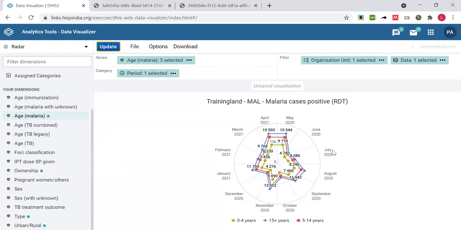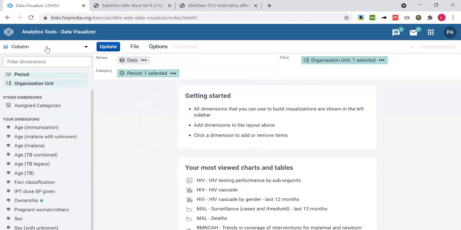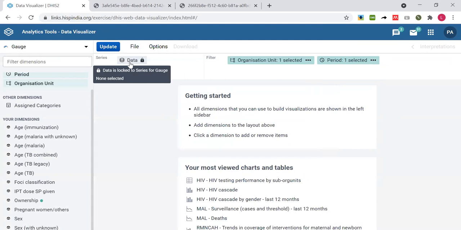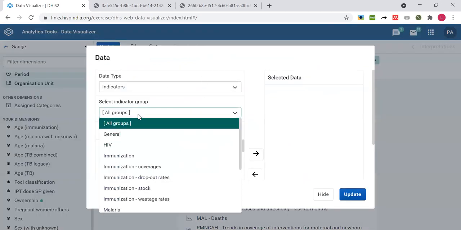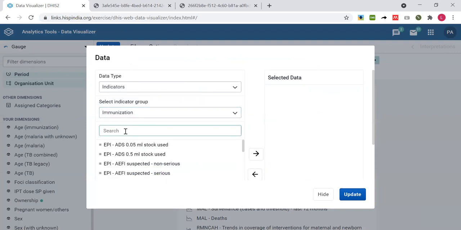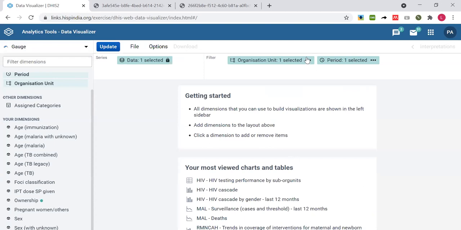All right. Any questions on radar chart? If not, I think we can move to the next chart, which is gauge. So let me create a new visualization, and from the chart type I select gauge. Here, let me select the data. Data from immunization called OPV, right? I will take oral polio 3 coverage, OPV 3 coverage. And for the category, I will also take last 12 months and the organization unit as training land, right? And I click on update.